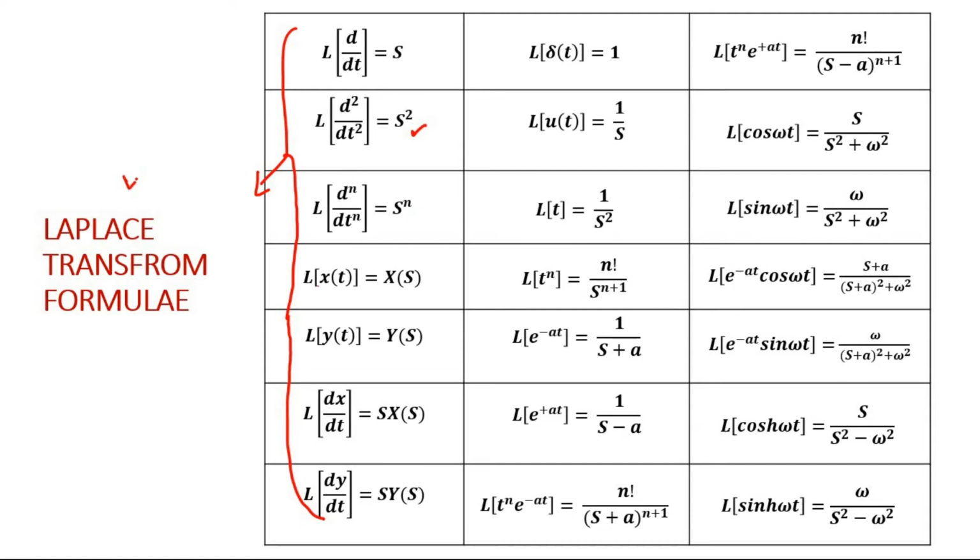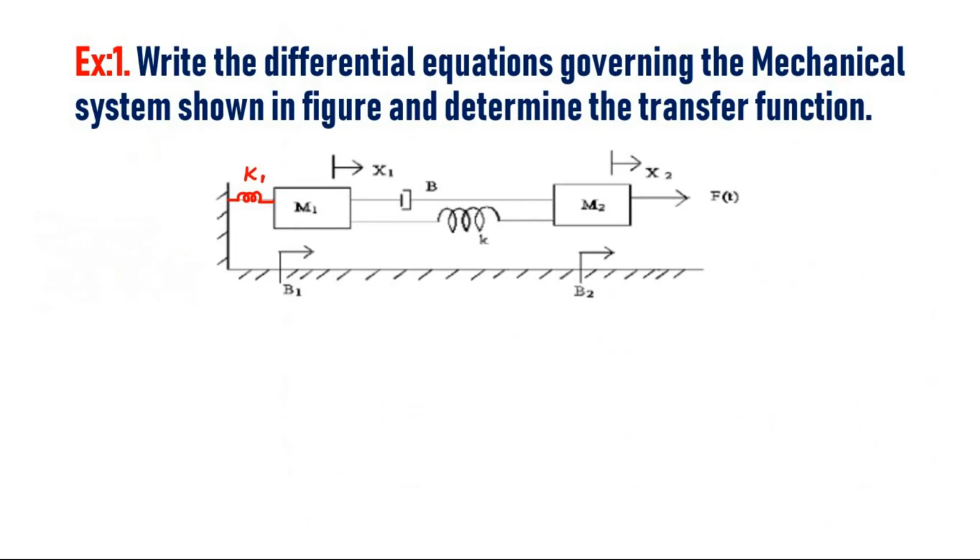Laplace transform is nothing but converting a time domain signal to a frequency domain signal, correct? So the Laplace transform of x of t is X of s. The Laplace transform of y of t is Y of s. Similarly, the Laplace transform of dx by dt is s into X of s. Similarly, the Laplace transform of dy by dt is s into Y of s. So learn all these formulas by heart in order to solve the problems. Okay. Now let's solve a problem.